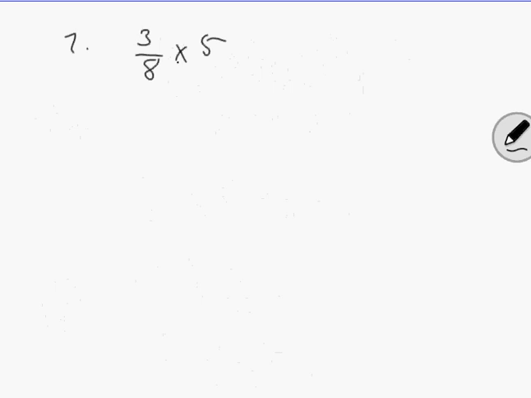Okay, we're done with our true false. Now we're into just our basic algorithms for multiplying fractions. So we have 3/8 multiplied by 5. Now remember, 3/8 multiplied by 5, if we were to draw it, it would actually be 1/8, 2/8, and 3/8.